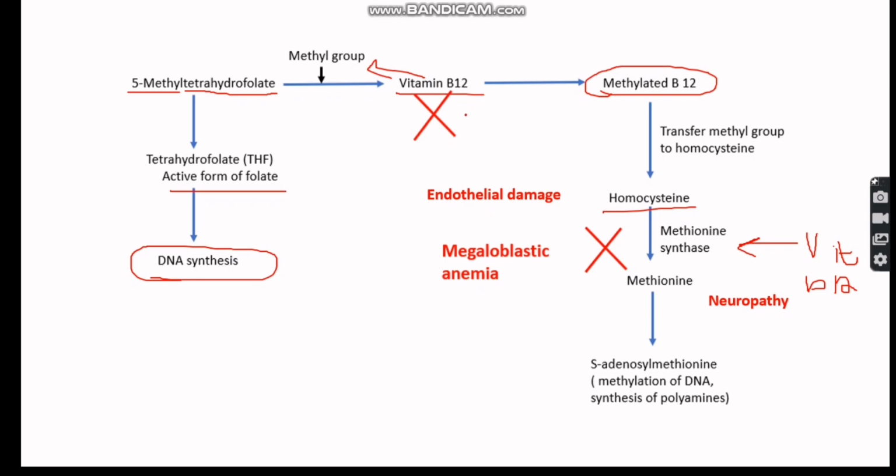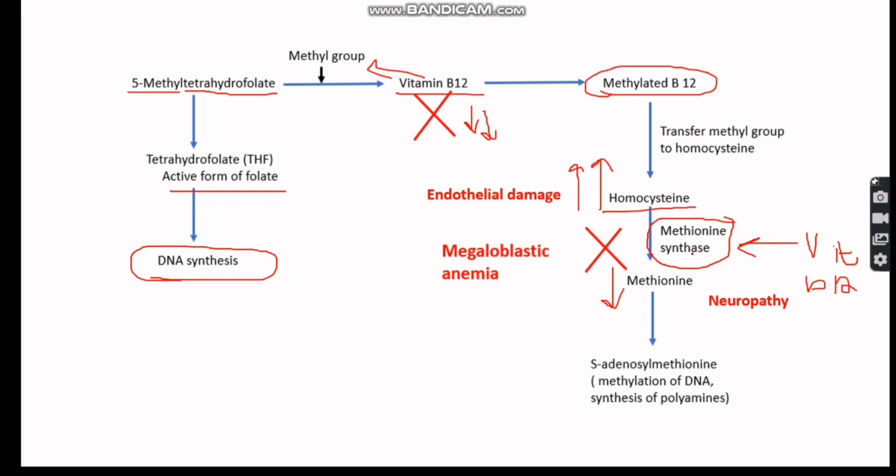So when there is deficiency of vitamin B12 in the body, if its level decreases in the body, it means that defective methionine synthase will be produced. Okay, so methionine synthase will fail to convert homocysteine into methionine. So once it fails to convert homocysteine into methionine, then the level of homocysteine in the body increases, whereas the level of methionine in the body decreases.